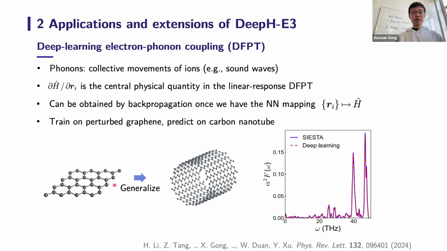So we can train our neural network on a perturbed single sheet of graphene, and then we can generalize our network to predict on a carbon nanotube. This is the comparison between the DFT calculated and the neural network predicted Eliashberg spectral function. The Eliashberg spectral function is the central quantity that's related to the superconductivity critical temperature. We can see that the predicted spectral function almost lies exactly on top of the DFT calculated ones.